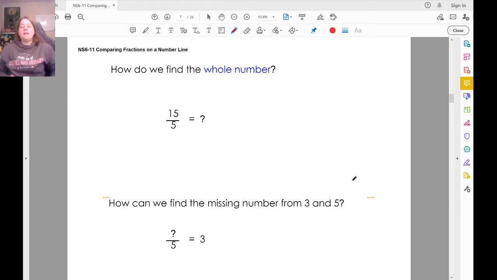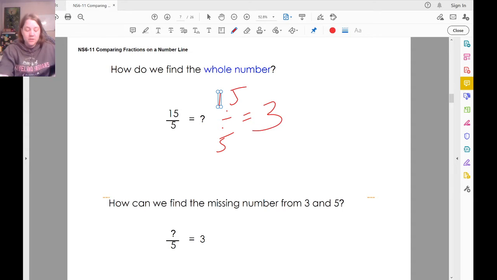How do we find that whole number? What do we do? Well, when we find the whole number, we're dividing. 15 divided by 5 equals 3. So if I try to figure out what number should be here, how do we find that missing number? We have to think about what is the inverse of multiplication. You might think, what's the opposite of multiplication? The correct term is inverse. How do we find the missing number?